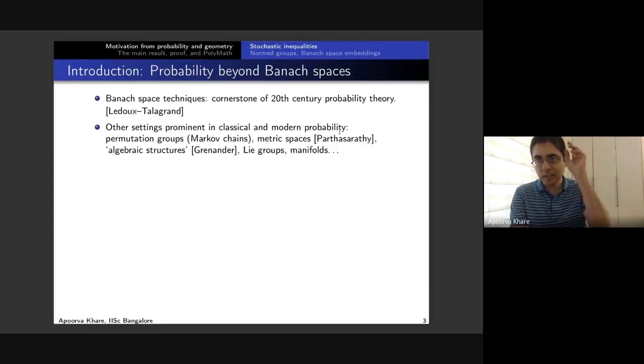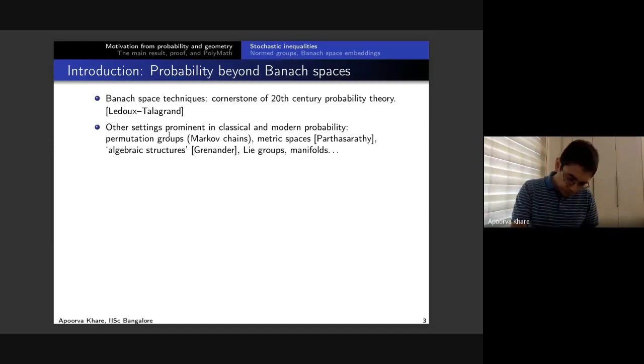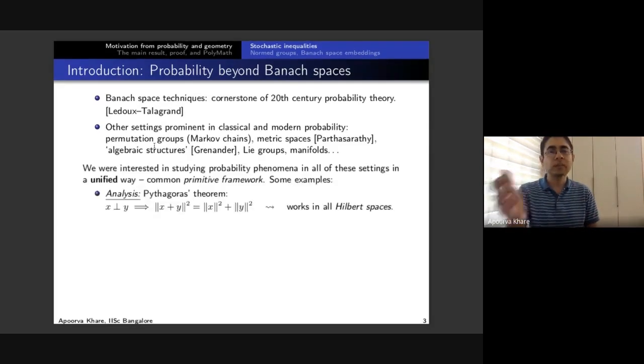You can talk about other things. Professor Parthasarathy at ISI Delhi has a book on probability with random variables taking values in metric spaces. You can talk about random variables taking values in groups or Lie groups or manifolds and so on. So there are all kinds of settings beyond even 20th century probability theory, where you go beyond Banach spaces, beyond vector spaces even, and look at random variables taking values in more general structures. Okay.